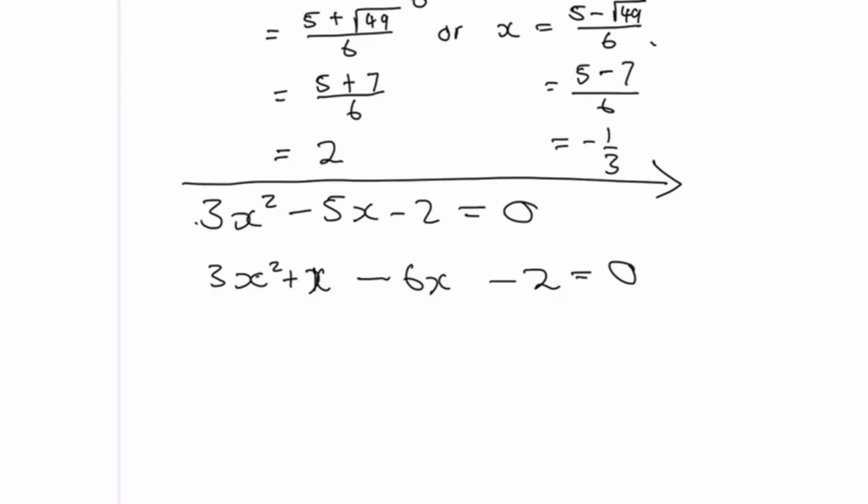We are grouping these two and we are grouping these two as well. So we have, open the bracket, 3x squared plus x, close the bracket, and then plus, open the bracket, minus 6x minus 2, equals 0. You can do it this way and take out minus 2 as common factor, but I don't want to do that. I just want to go straight away to the answer.